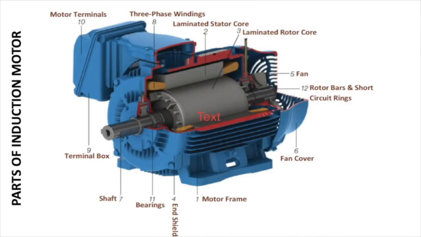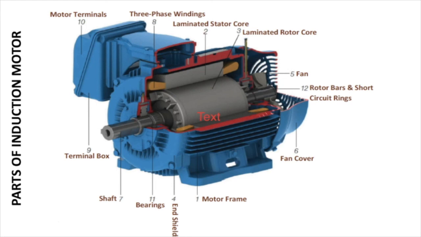Here is the cut section of the induction motor, where you can see how the motor is placed inside the frame, and the different parts are shown. The motor terminals and the terminal box, the three-phase winding, the shaft, the bearings, end shield, the motor frame, the laminated stator core, laminated rotor core, the fan, rotor bars and short circuit rings, and the fan cover. So you can visualize how the induction motor looks.